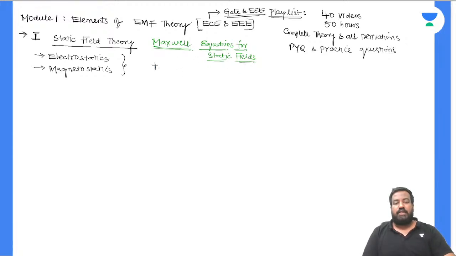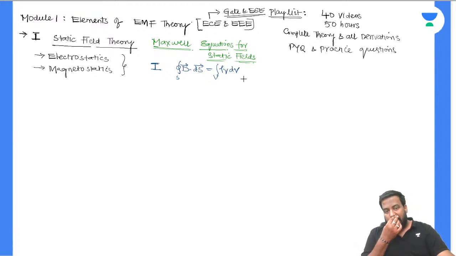Under Maxwell equations for static fields, the first equation we had covered is Gauss law. Integral form: closed surface integral of D dot dS is equal to volume integral of rho v dv.